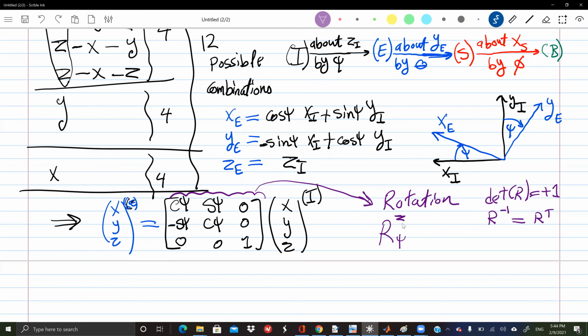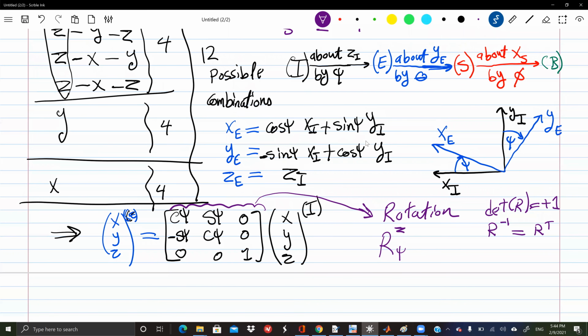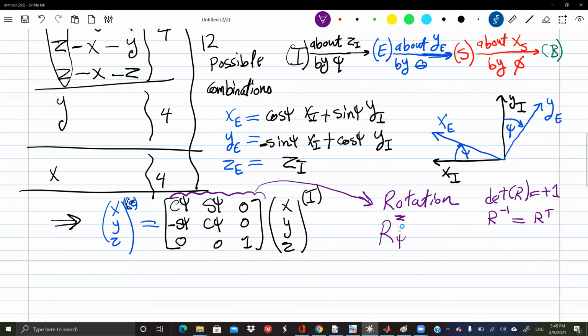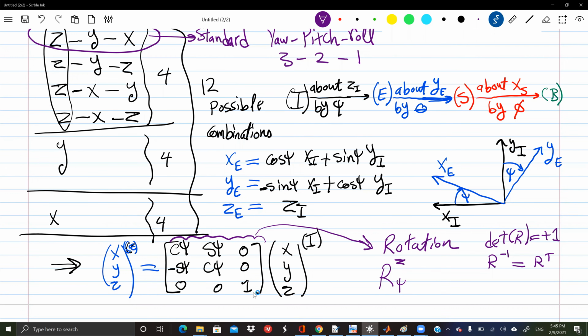Wouldn't you say which Z? Because we have too many Z's lingering around. There is ZI, there is ZS, there is Z body, there are too many Z's. Actually, no, I will not say which Z, because interestingly, it really does not matter. What do you mean? I mean that if you're going from I to E, and you're rotating about this Z, this will be the rotation matrix. If you're going from E to S and you're rotating about Z, this will be exactly the same rotation matrix.